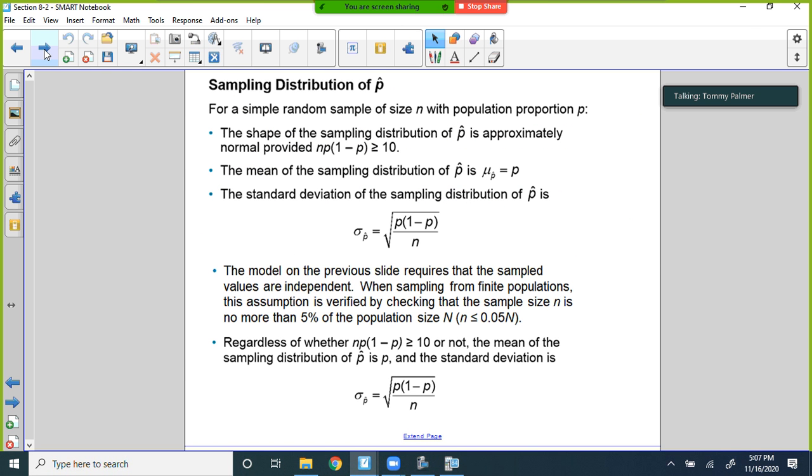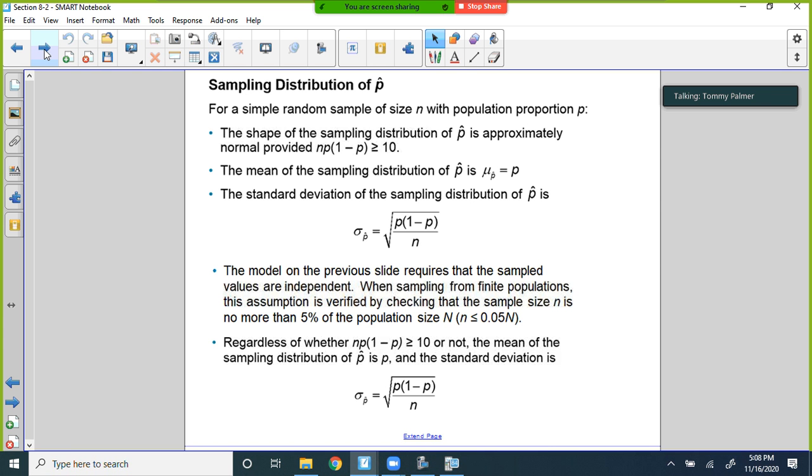So let's look at a sampling distribution of p hat. For a random sample size of n with population proportion p, the shape of the sampling distribution of p hat is approximately normal, provided you can use a normal approximation, provided n times p times 1 minus p is greater than or equal to 10.